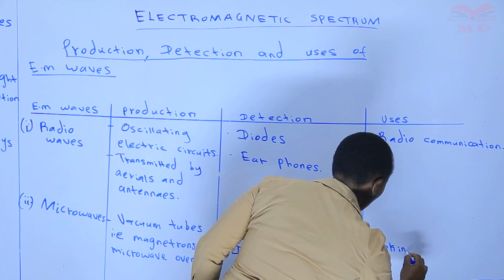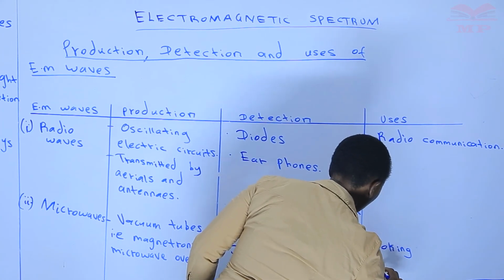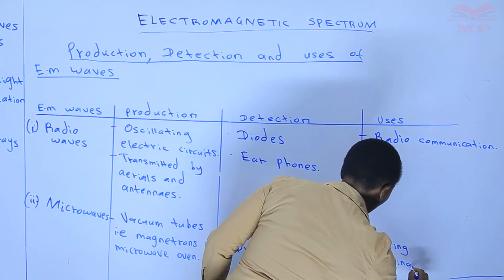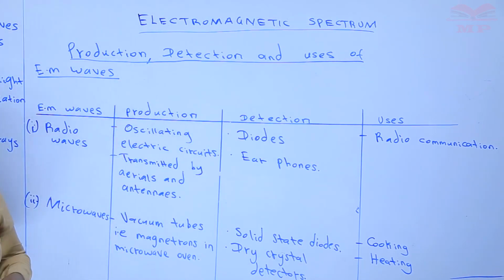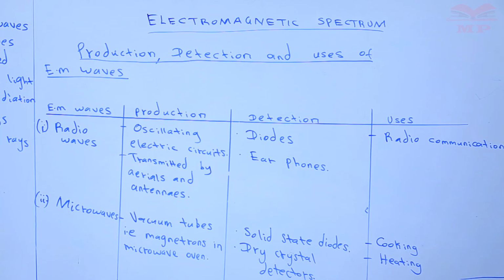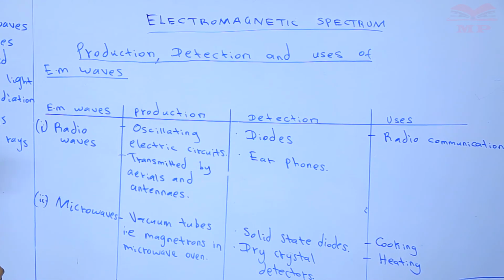We can use them for cooking. We can also use them for heating. Those are the uses of the microwaves. We are saying that they can be used for cooking. They can also be used for heating. So that is what we have for the microwaves.